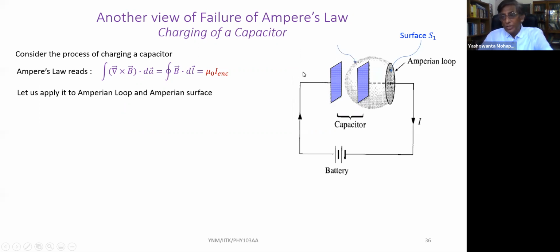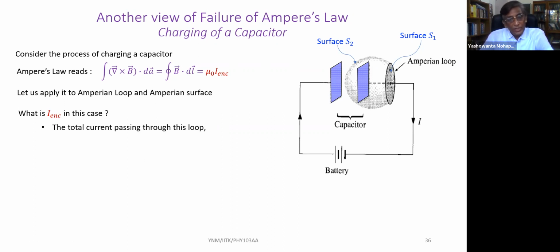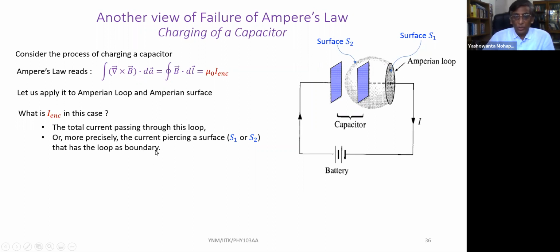All right. So let me call that surface S2. They have the same boundary, and hence B dot dl should be the same, correct? Okay. So what is the I enclosed in these two cases? Let's look at that. The total current passing through this loop, or more precisely, the current piercing through the surface S1 or S2 that has the loop as the common boundary.